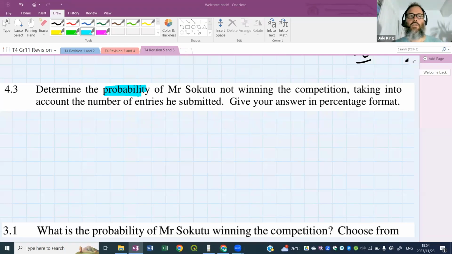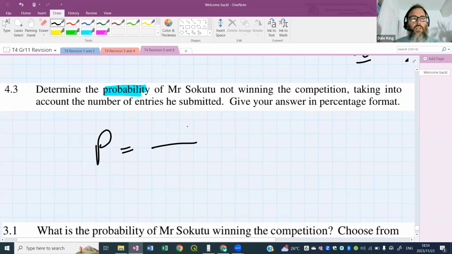Yes, golden rule: never forget your units. Determine the probability. You see, they inject this kind of question all over the place, again with a probability question. So for the probability, we need a fraction. We need the total possible at the bottom and the query at the top. So let's read it. Determine the probability that Mr. Sokutu of not winning the competition, taking into account the number of entries he submitted. Give your answer in percentage. What's the probability that he didn't win the competition? We know he won, but before the competition, you would have tried to work this out. What's the chance of me not winning?